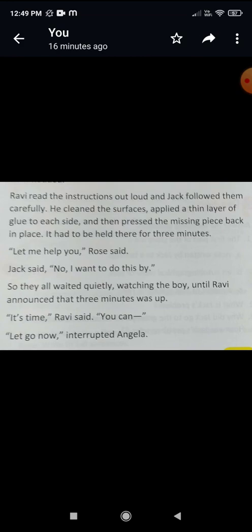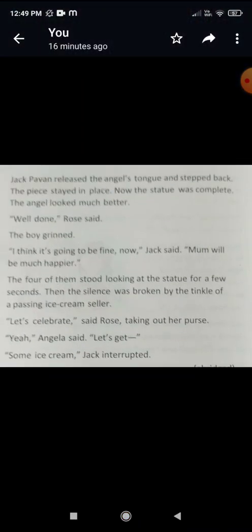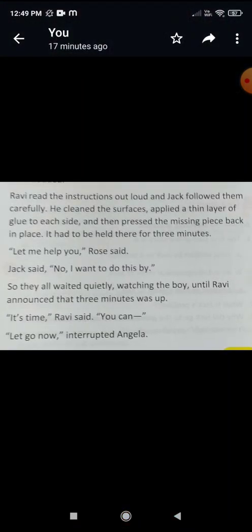Let me help you, Rose said. Jack said, no, I want to do this by myself. So they all waited quietly, watching the boy until Ravi announced that 3 minutes was over. Was up in the sense over. It's time, Ravi said. You can see or you can leave now.